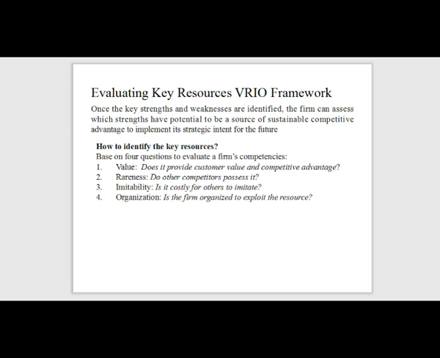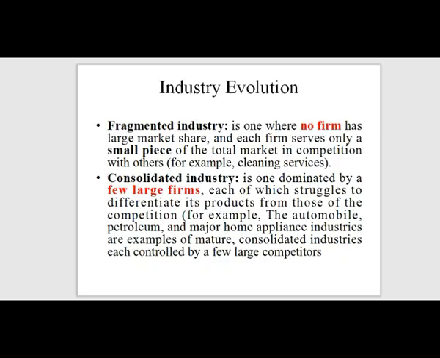Once you have realized the value, rarity, and imitability of your company's resources and capabilities, the next step is to organize your company in a way to exploit these resources. If done successfully, your company can enjoy a period of sustainable competitive advantage and innovation.